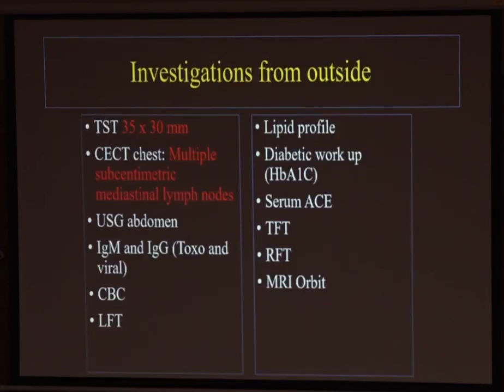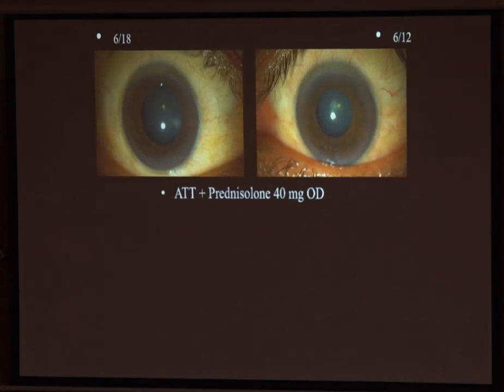Simply for the reason, if you look at his investigations, he had undergone a number of investigations, and the ones highlighted in red were the ones which were paid attention to by the treating ophthalmologist. Just because his Mantoux was very high and he had some lymph nodes on the CT chest, he was given a course of anti-TB therapy along with steroids, not very high dose.